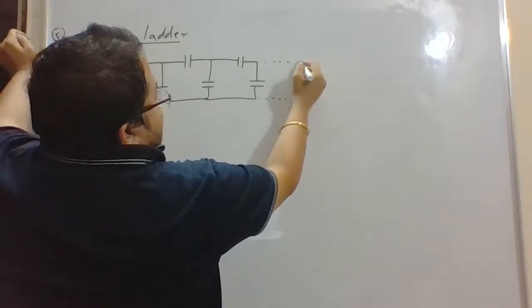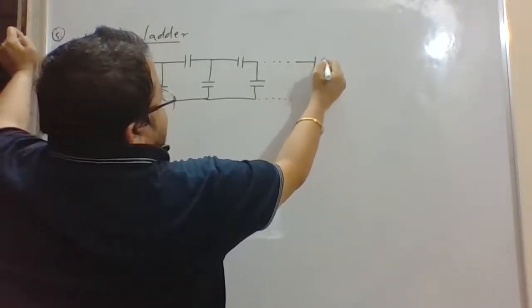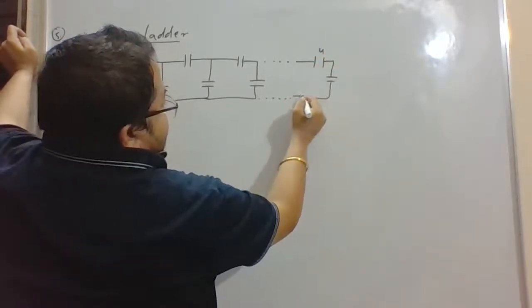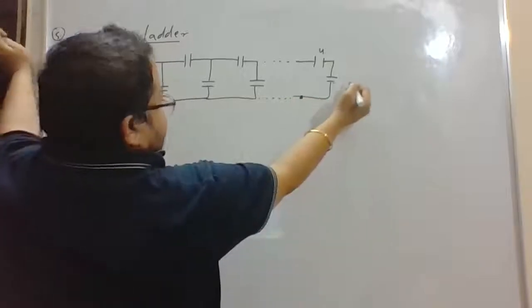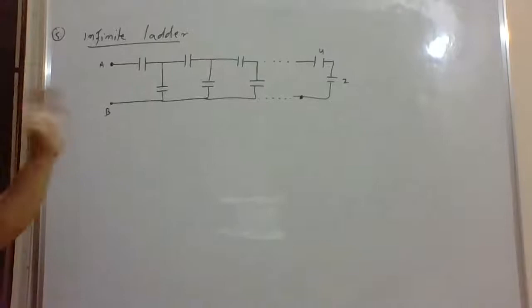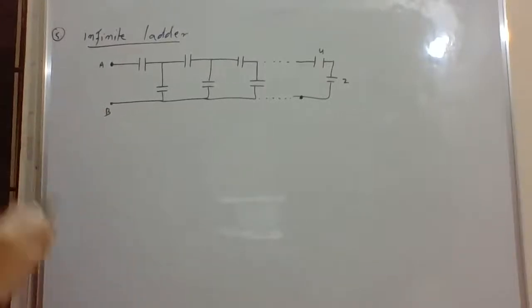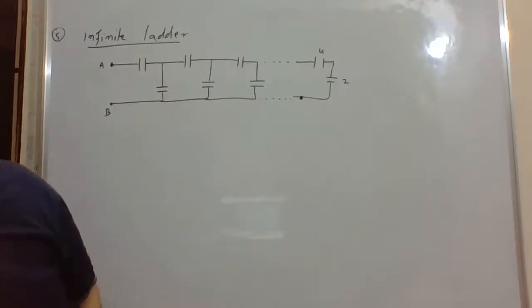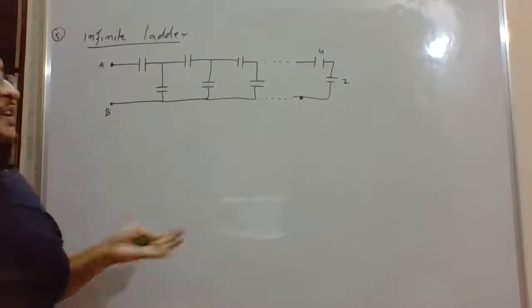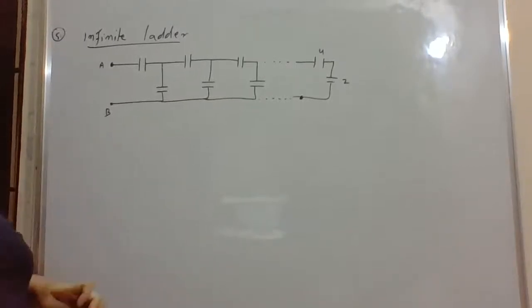And finally you have one 4 microfarad, and suppose another 2 microfarad here. So that is how this is repeated till the end. If it is repeated like this till the end, if it's an infinite ladder, so if the same ladder is repeated n number of times or infinite number of times, then how do we find it? Here we'll use one small trick.